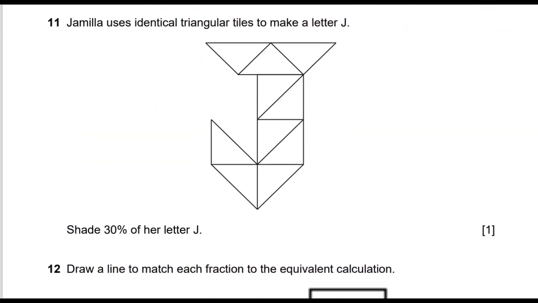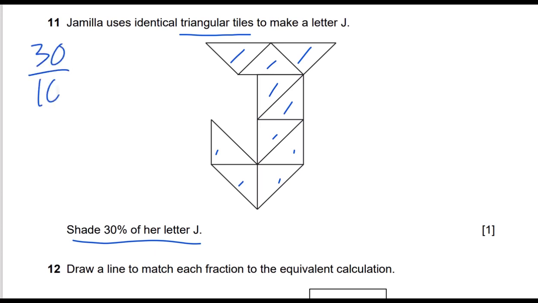Question 11. Jamila uses 3 identical triangle tiles to make the letter J. Shade 30% of letter J. So let's count how many triangles: 1, 2, 3, 4, 5, 6, 7, 8, 9, 10. How many triangles form the letter J? There are 10.